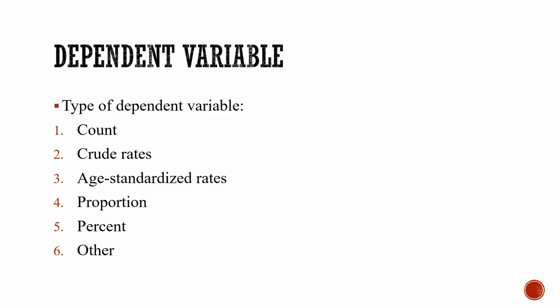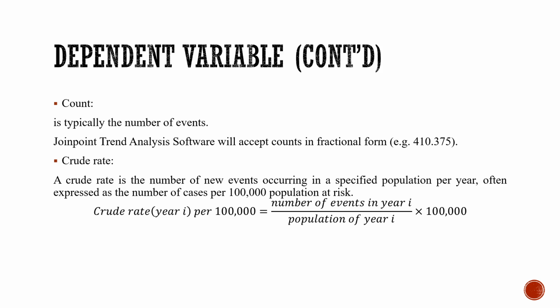Dependent variable can be count, crude rate, age standardized rate, proportion, percent, and other forms. A count scale is typically the number of events. Jointpoint trend analysis software will accept counts in fractional forms. A crude rate is the number of new events occurring in a specified population per year, often expressed as the number of cases per 100,000 population at risk.